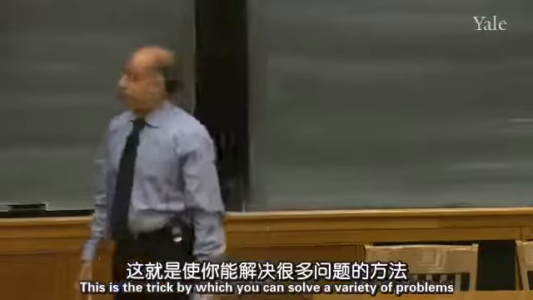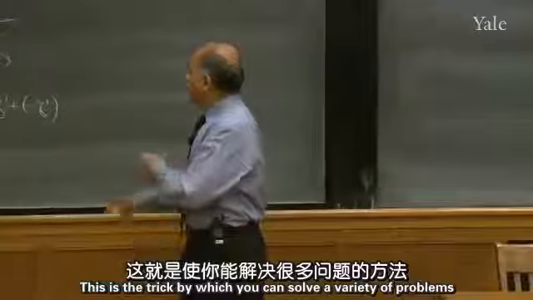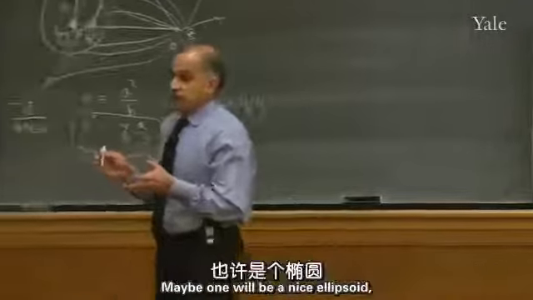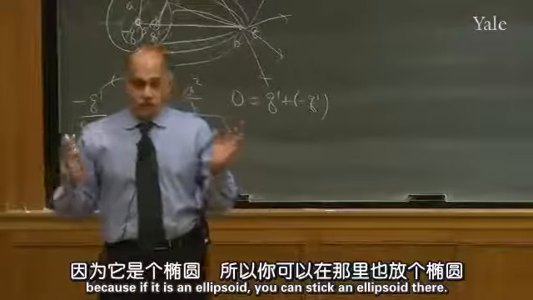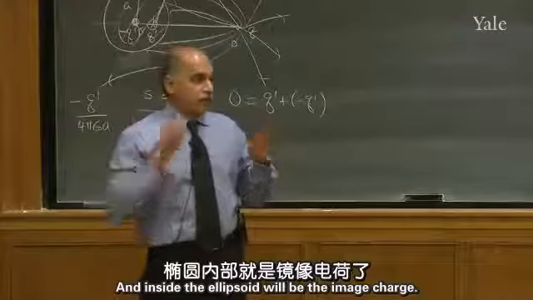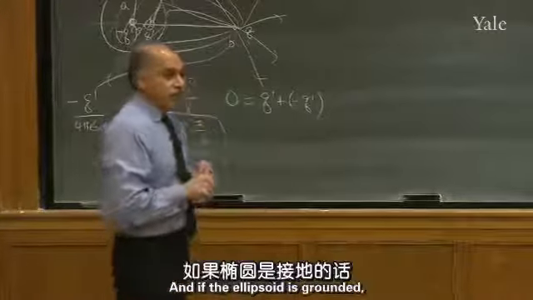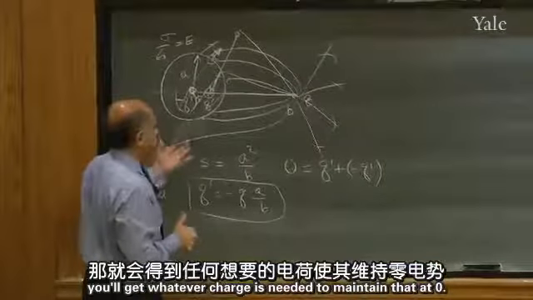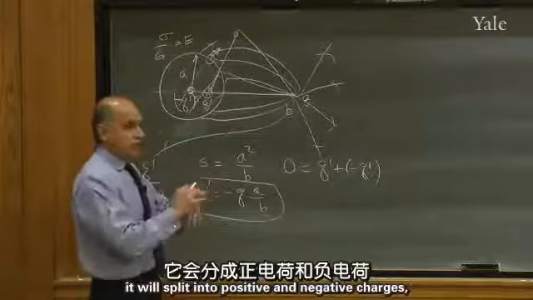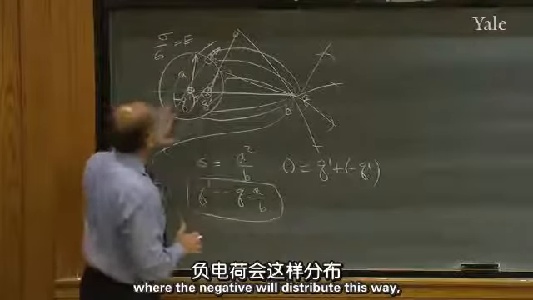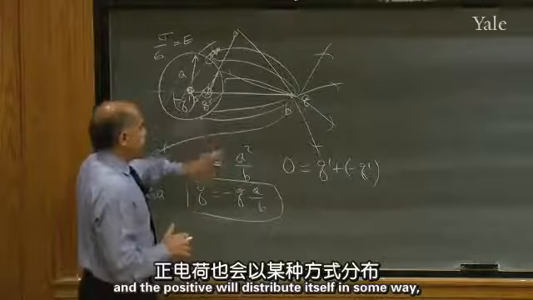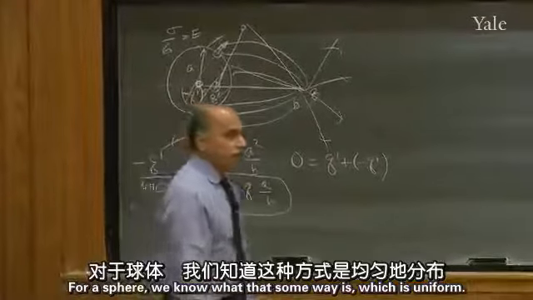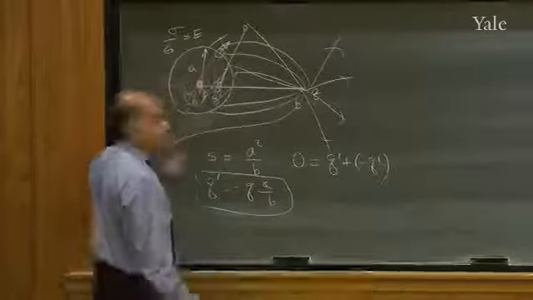So this is the trick by which you can solve a variety of problems by finding equipotentials of nice shapes. Maybe one will be a nice ellipsoid. If it was an ellipsoid, you can stick an ellipsoid there. And inside the ellipsoid will be the image charge. And if the ellipsoid is grounded, it will get whatever charge it is needed to maintain that at zero. If it's not grounded, it will split into positive and negative charges, where the negative will distribute in this way, and the positive will distribute itself in some way so that the potential is a constant. For a sphere, we know what that some way is, which is uniform.